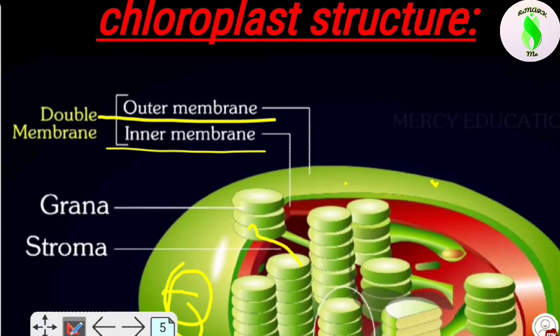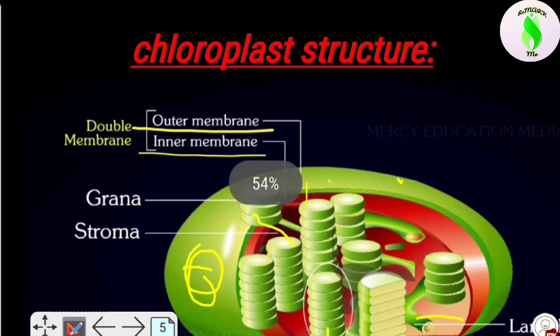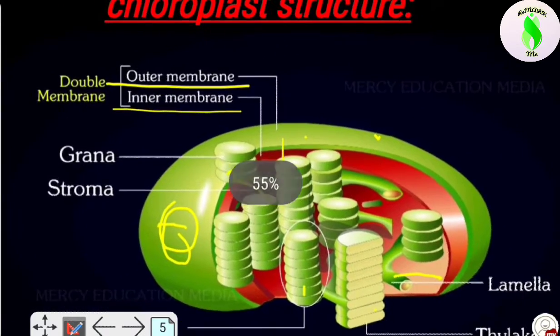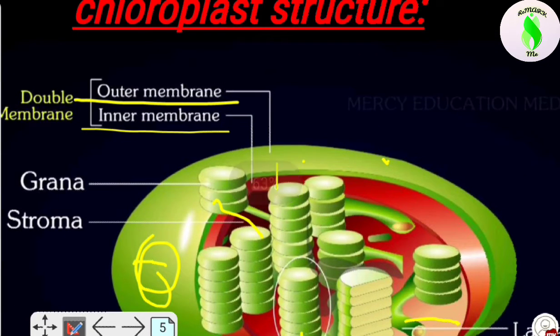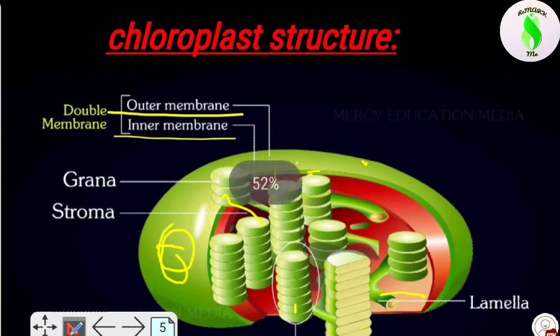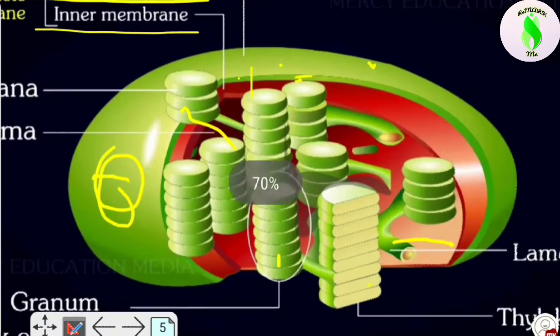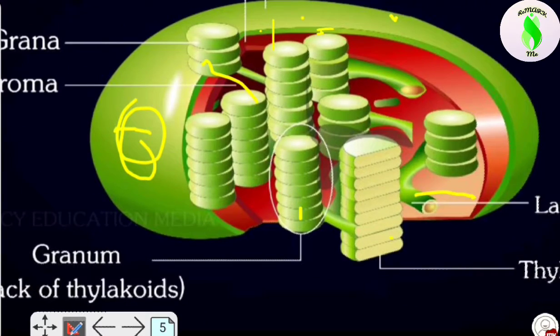Dark red is referring to the inner membrane, and because of these two membranes, this chloroplast is known as double membrane. The space between the outer membrane and the inner membrane is known as the intermembrane space.